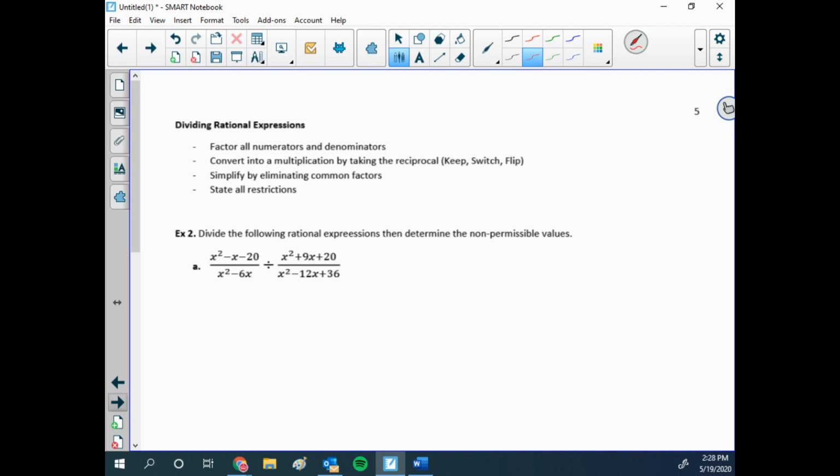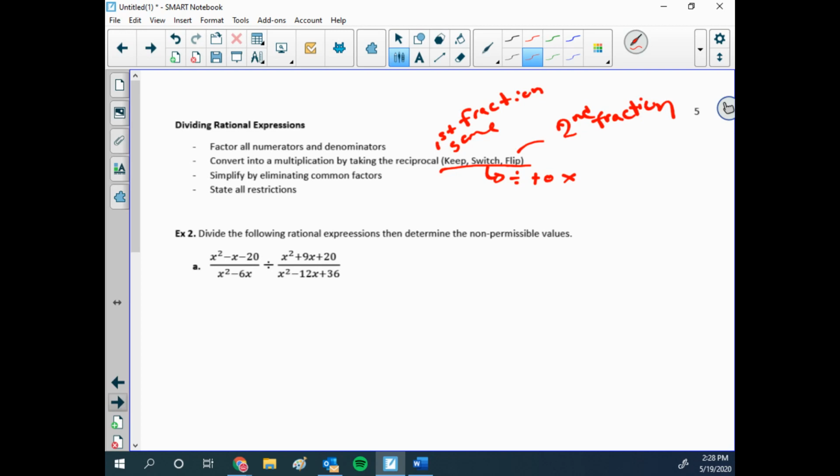First step for dividing rational expressions, and pretty much anything that you're going to look at for rational expressions, the first thing you want to do, whether it's add, subtract, multiply, divide, or solve, is factor out the numerators and denominators. Once you've done that, remember, we never divide fractions. What we do is we change it to multiplication. And the way that we do that is we keep, switch, flip. So keep the first fraction the same. Okay. Switch the division to multiplication and flip the second fraction. Okay, that's what it means by keep, switch, flip.